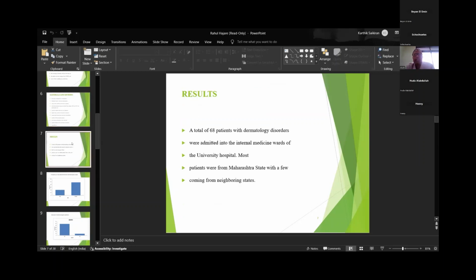In the results, I found that a total of 68 patients with dermatological disorders were admitted into the internal medicine ward of the University Hospital, Sandip University. Most patients were from Maharashtra state, with a few coming from the neighboring state.